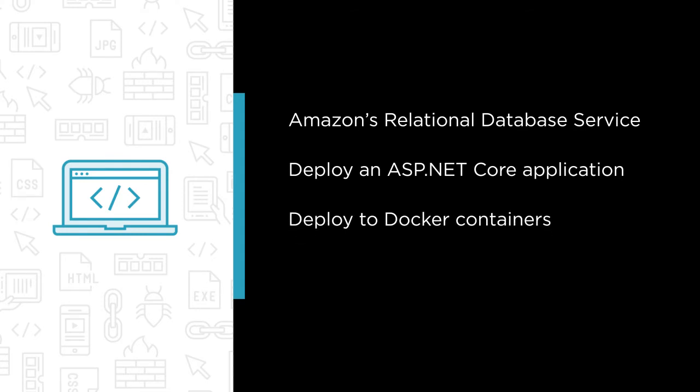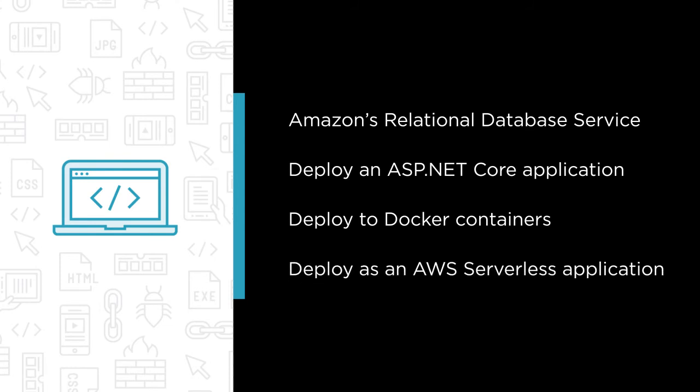You'll then take that same application and deploy it to Docker containers that are completely managed by Amazon's Fargate service. And then again with that same application, we'll configure it as an AWS serverless application, which takes advantage of Amazon Lambda functions to reduce the cost of hosting.